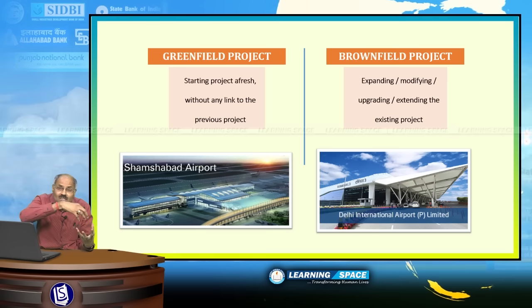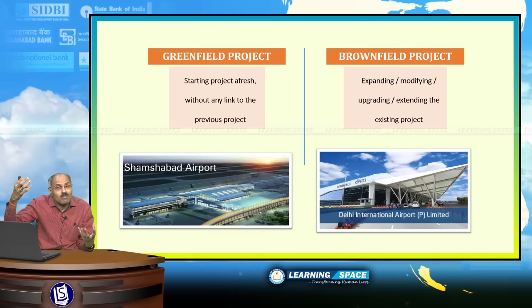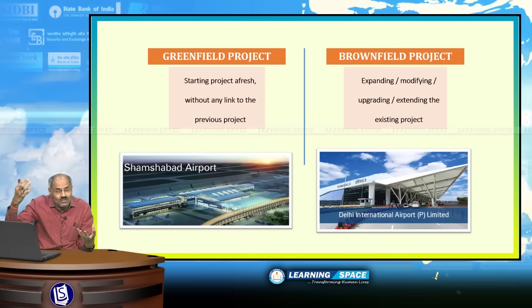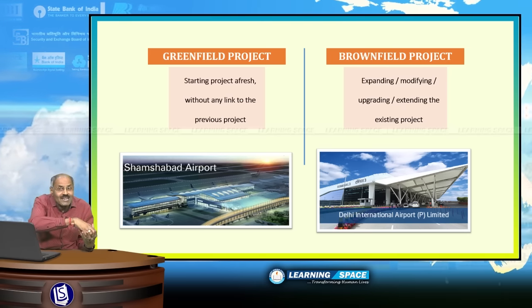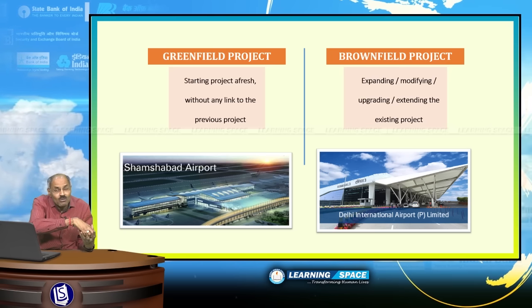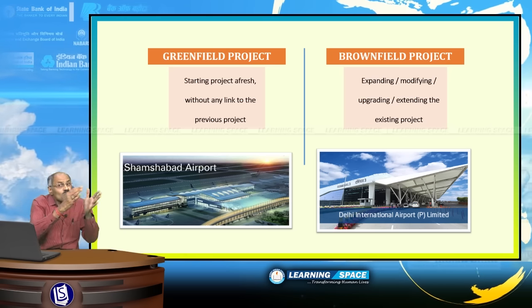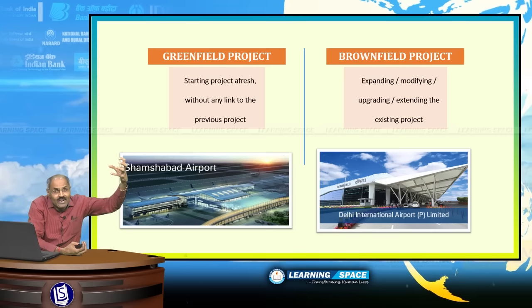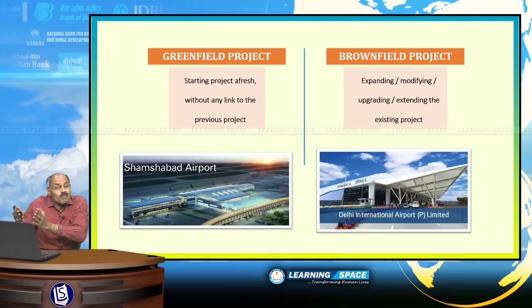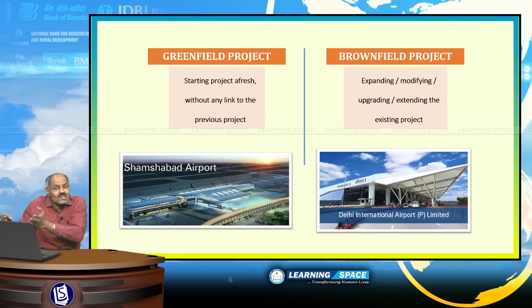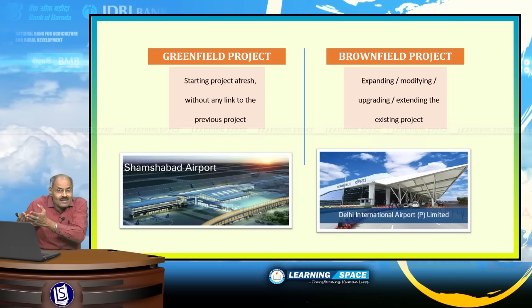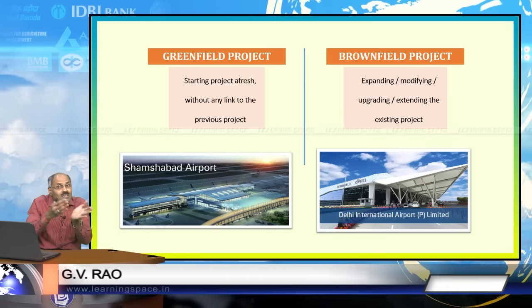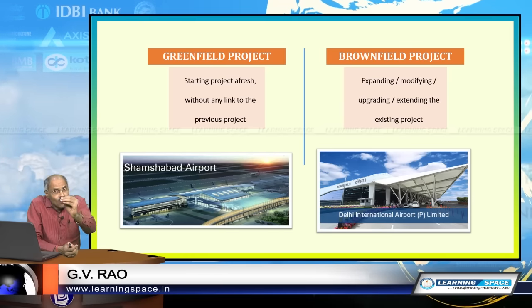If Chennai airport is developed there itself, that will be a brownfield project. If Kolkata airport is developed there itself, that will be a brownfield project. Delhi airport was expanded at the same location, and that is a brownfield project. If the infrastructure is upgraded at the same location, that is brownfield, and if infrastructure is developed altogether at a new location, a new project is constructed, that is greenfield. So the difference between greenfield and brownfield is now clear to you.